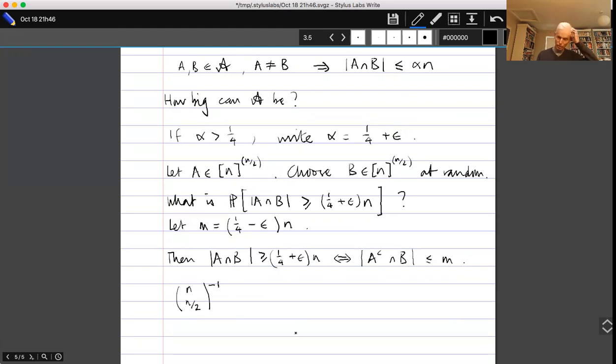And so that's what I need to divide by. And then I want to count the number of sets that intersect A complement in at most m. And that's just given by something actually called the hypergeometric distribution. Sum r equals 0 to m of the number of ways of intersecting A complement in r. So that is n over 2 choose r.